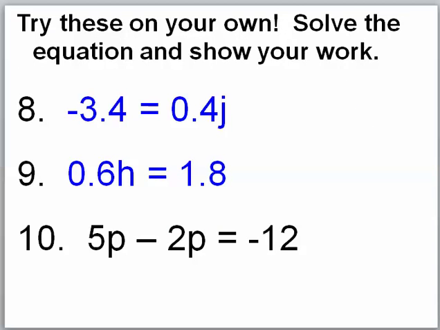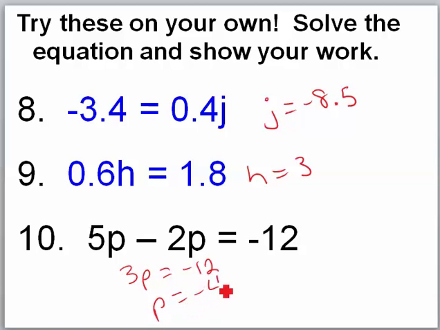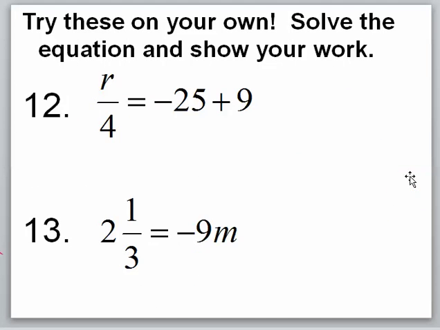Alright, here's kind of your lesson quiz. I want you to go ahead and try all of these on your own, and let's see how you do. For number 8, did you get j equals a negative 8.5? Number 9, h equals 3. Number 10, 3p equaled a negative 12, and so p is negative 4. Got all those right, give yourself that smiley face.